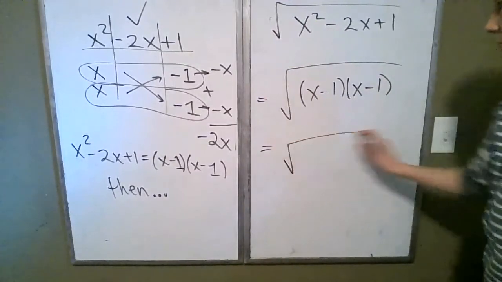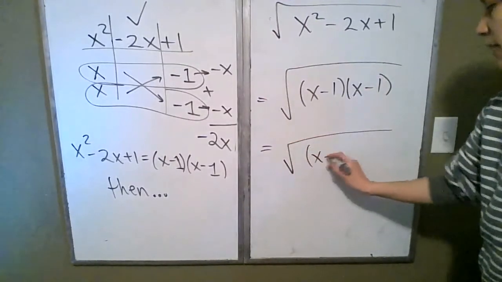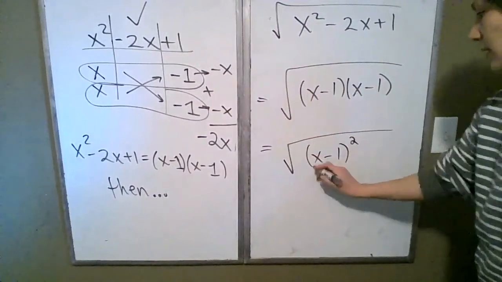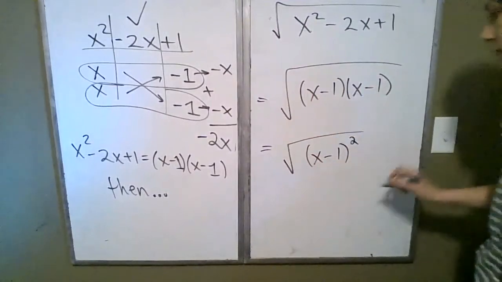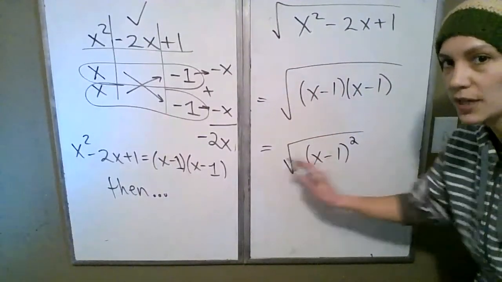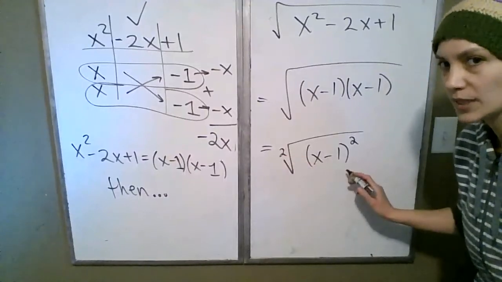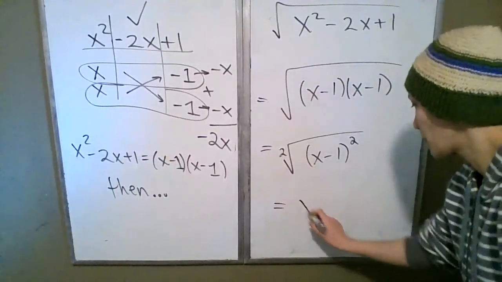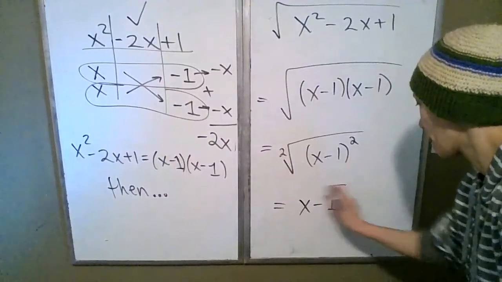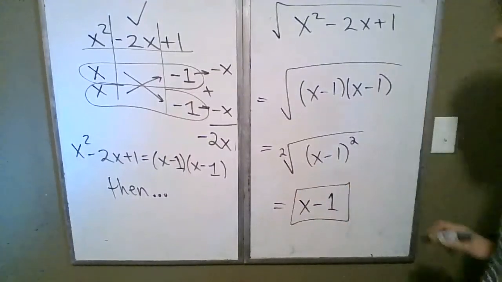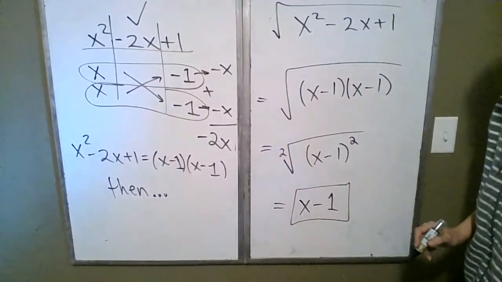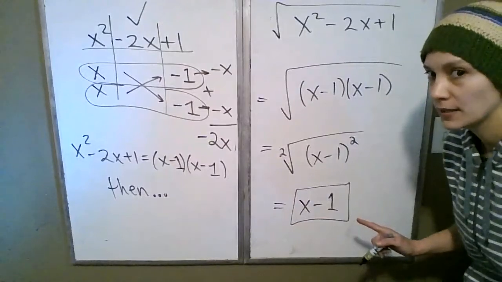So you've got a root of x minus 1 squared. And it's a root power 2 and a root 2. So this will simplify to x minus 1. And that comes from factoring.